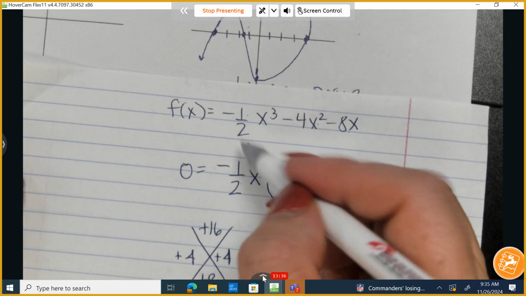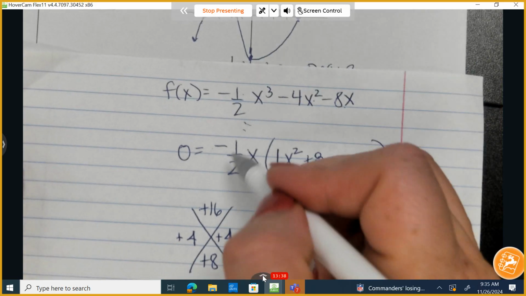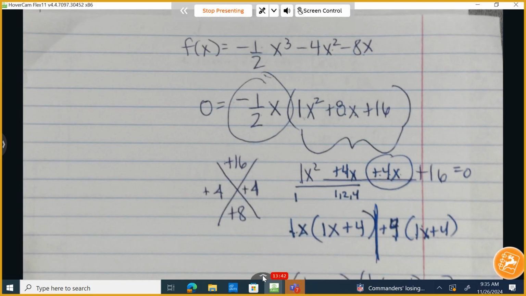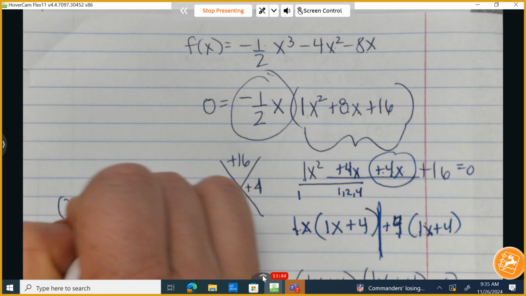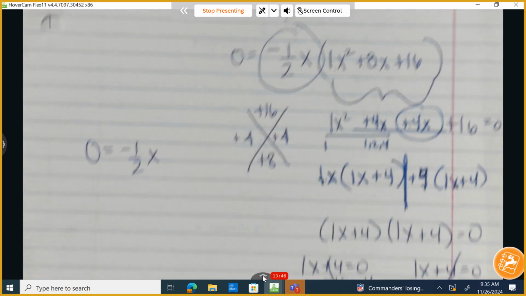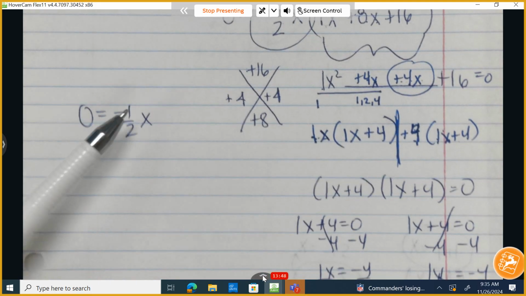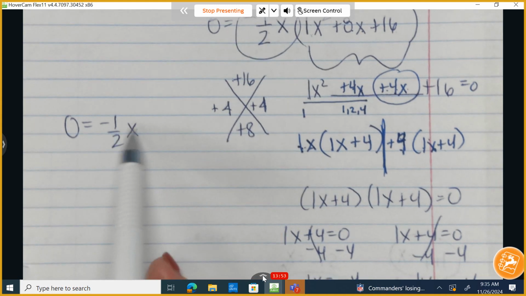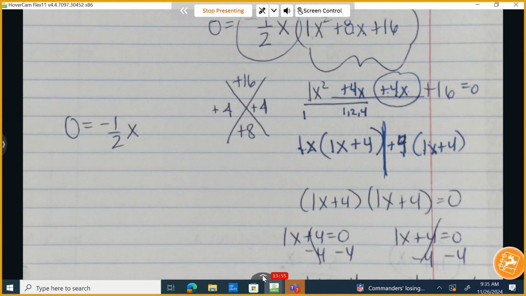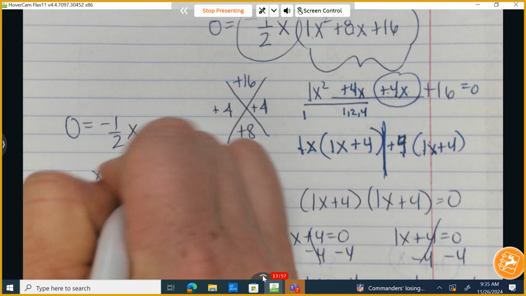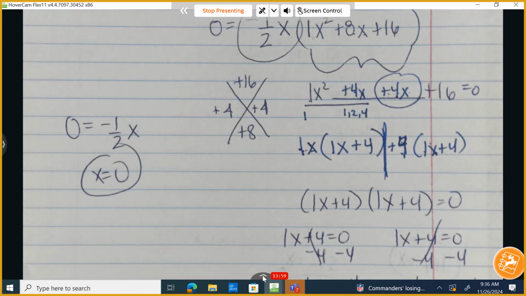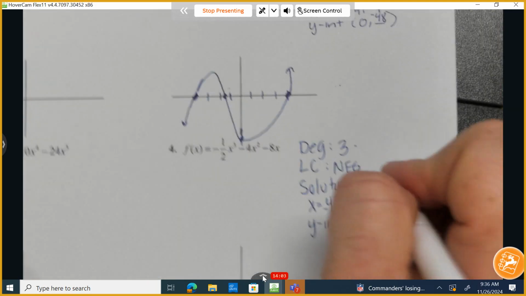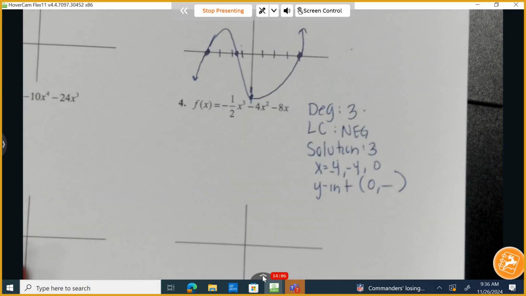Just like example number 2, your first example, now I need to take that portion out front that we factored out, and I need to set it equal to 0. Now we can do some mental math here. What's the only number you can take times anything and get 0? What's the only thing you can take times a negative 1/2 and get 0? 0. So the answer is 0. So 0 times negative 1/2 is 0. 0, negative 4, and negative 4 are my answers.